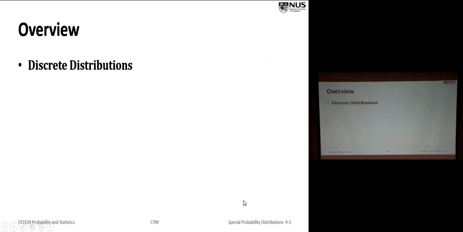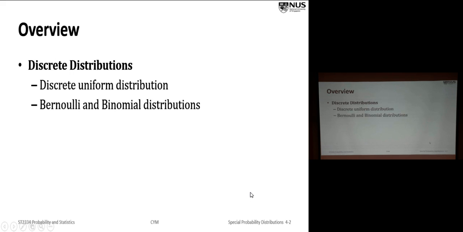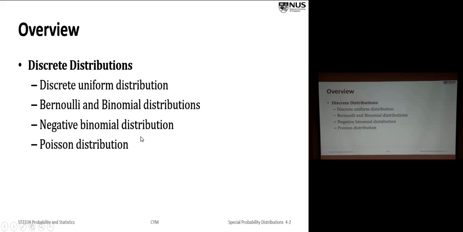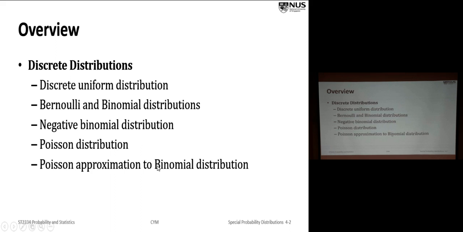These are the common distributions that we are going to discuss: discrete uniform distribution, Bernoulli distribution and binomial distribution, negative binomial distribution, and Poisson distribution, and we try to link these. The binomial distribution can be approximated by a Poisson distribution. Now, for all these distributions, first of all, what does the random variable mean?